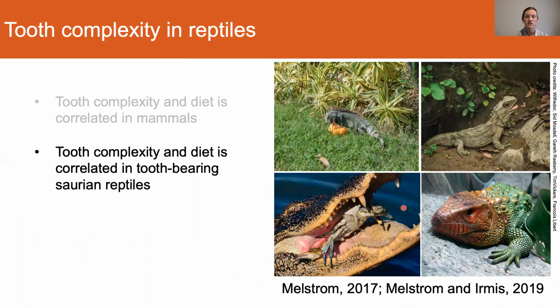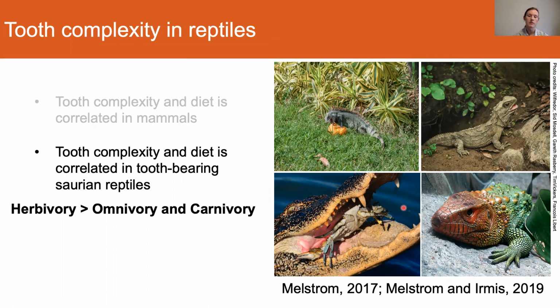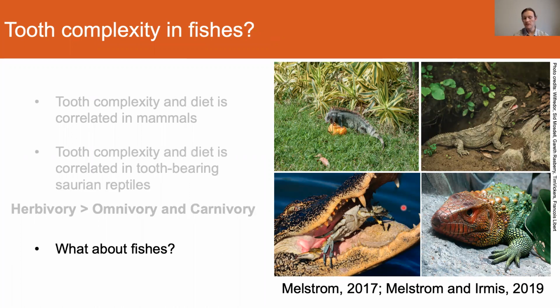More recently, patterns of tooth complexity have also been examined in tooth-bearing saurian reptiles, with a similar pattern emerging. Herbivorous reptiles generally have a higher level of tooth complexity than either omnivores or carnivores. And so that got us thinking, well, what about fishes?